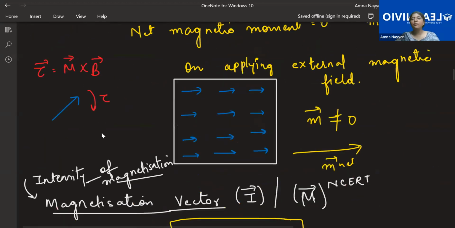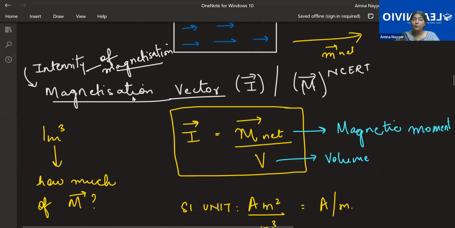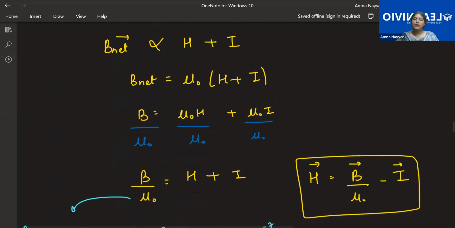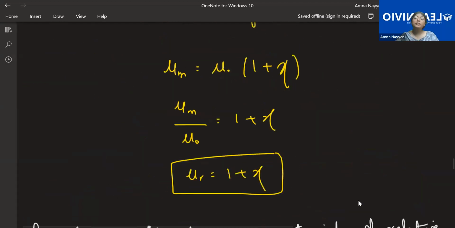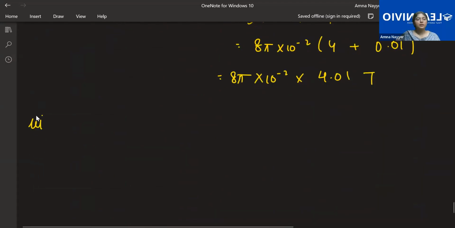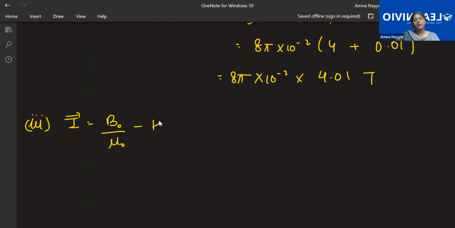This is your I, the intensity of magnetization or magnetization vector. Put intensity of magnetization right now in your notes before you forget it. For the intensity of magnetization, we can use this: I equals B by mu naught minus H. That will give us I, right? First put that heading, otherwise you'll forget to put it. I is equal to B by mu naught minus H.